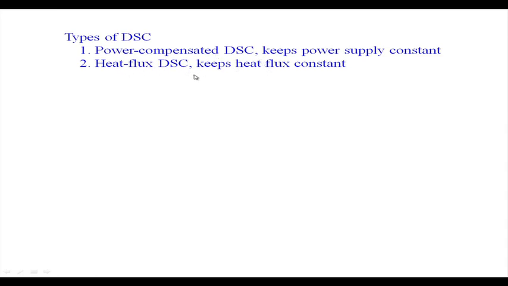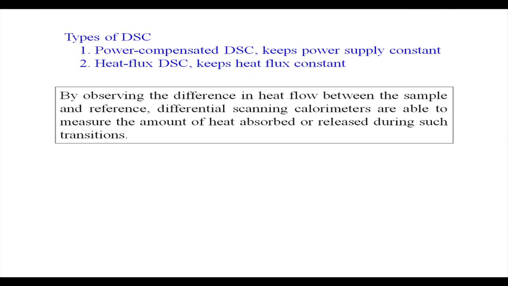it can be known as the corresponding power compensated DSC, or the heat flux DSC keeps the heat flux constant. So, these two parameters, either the supply of power or the heat flux being received by the sample and the reference, we can keep constant for these two types of measurements. Then what we find is the difference in the heat flow. When we talk in terms of the heat flux which is being received, it is not kept constant, only power we kept constant. So, heat flow will be different between the sample and the reference.